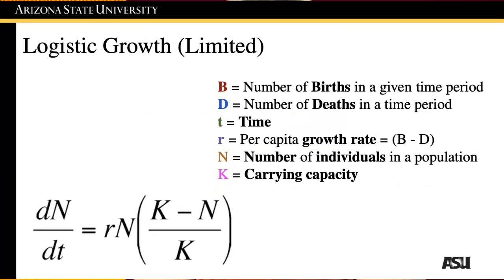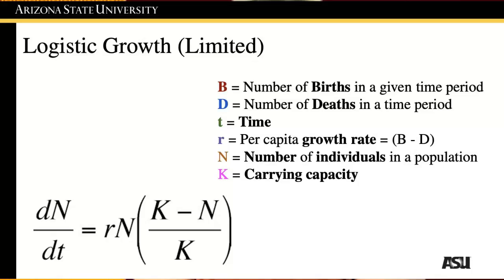So let's look at logistic growth, which is a limited resource growth. B is the number of births in the time period. D is the number of deaths. T is time. R is the constant for the per capita growth rate, B minus D. N is the number of individuals in a population. And K is the carrying capacity.